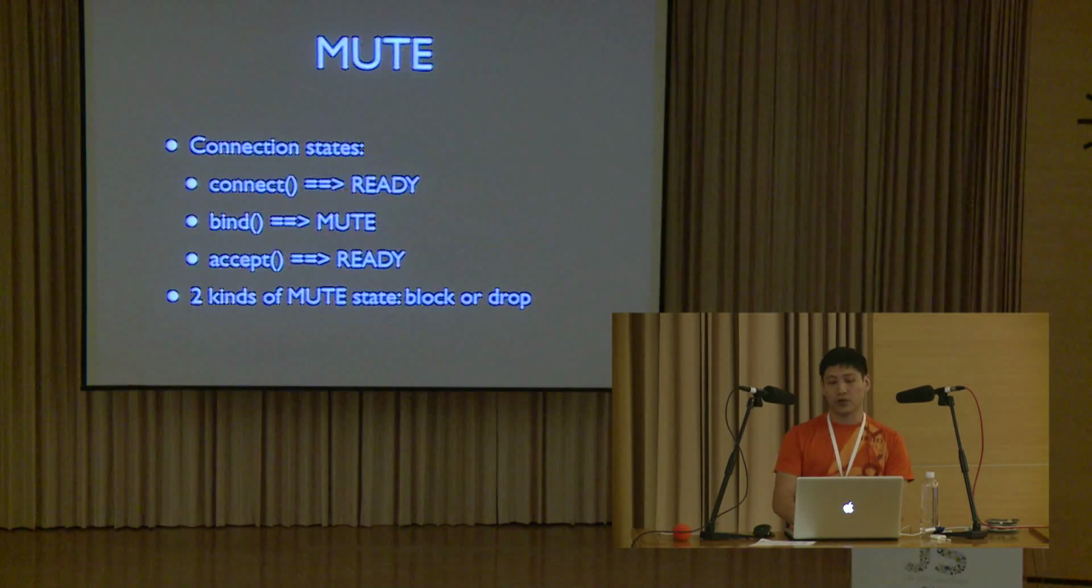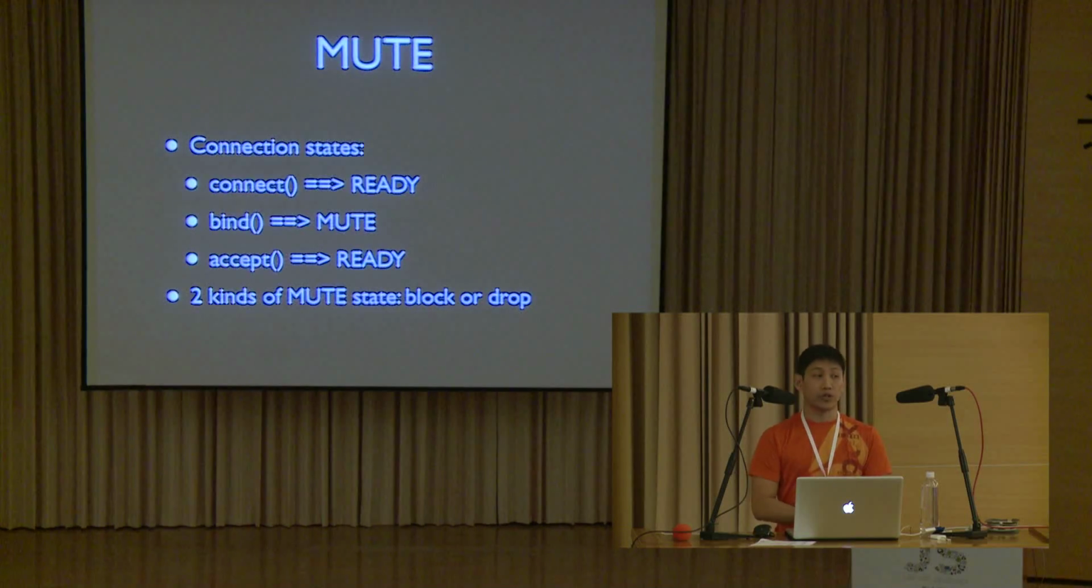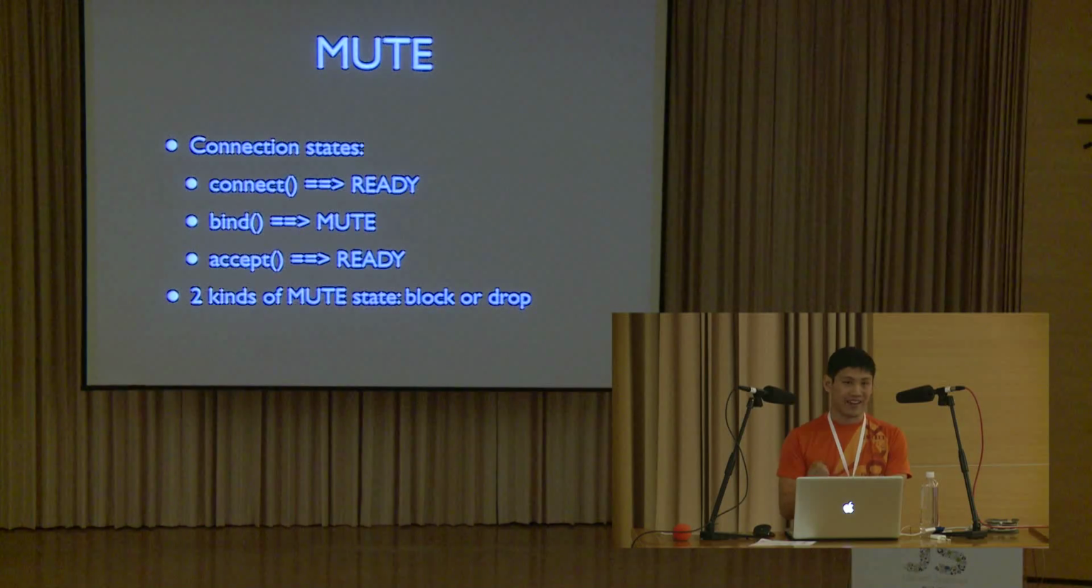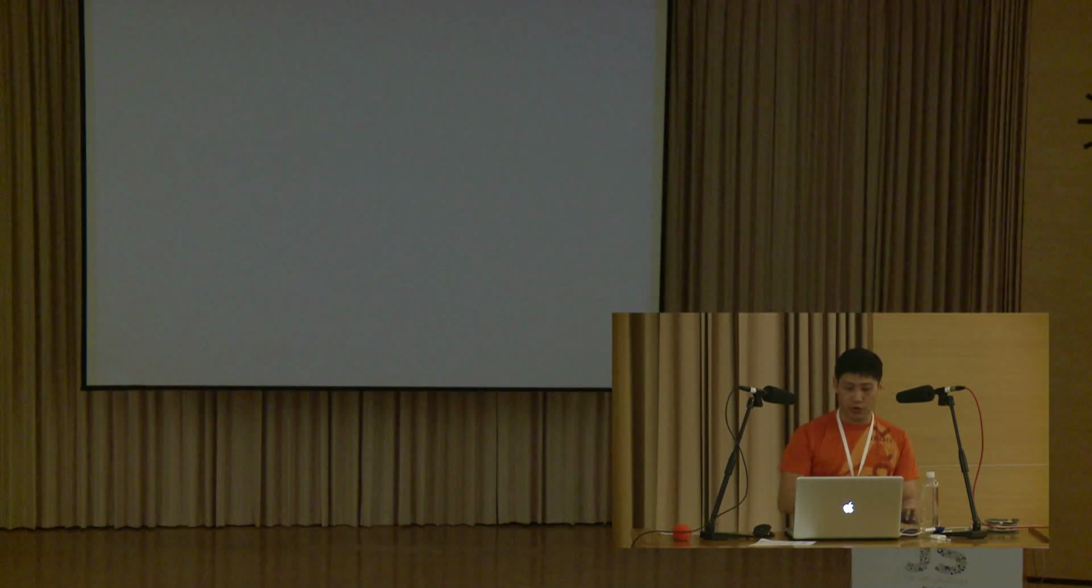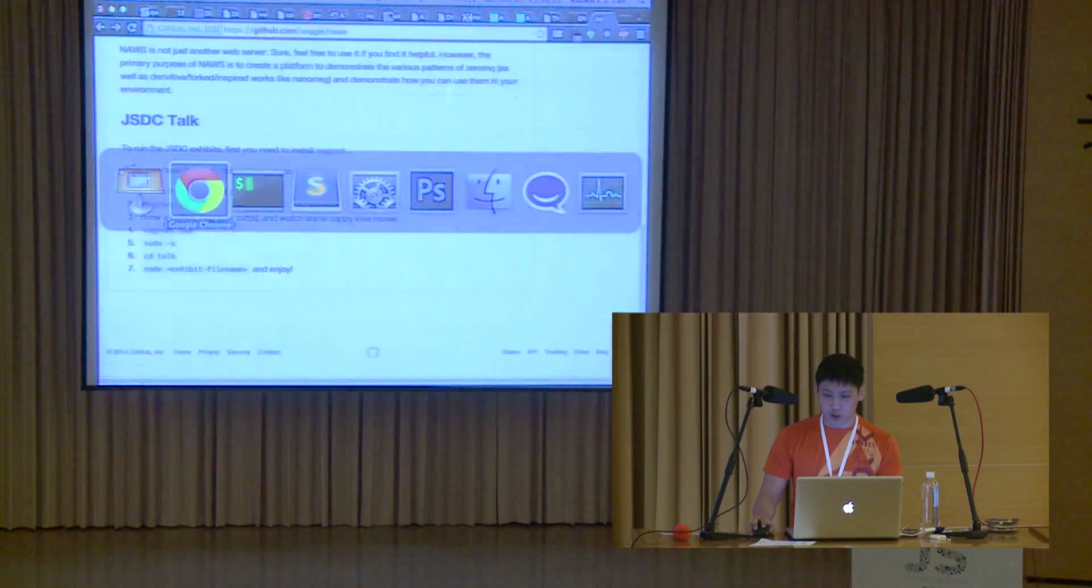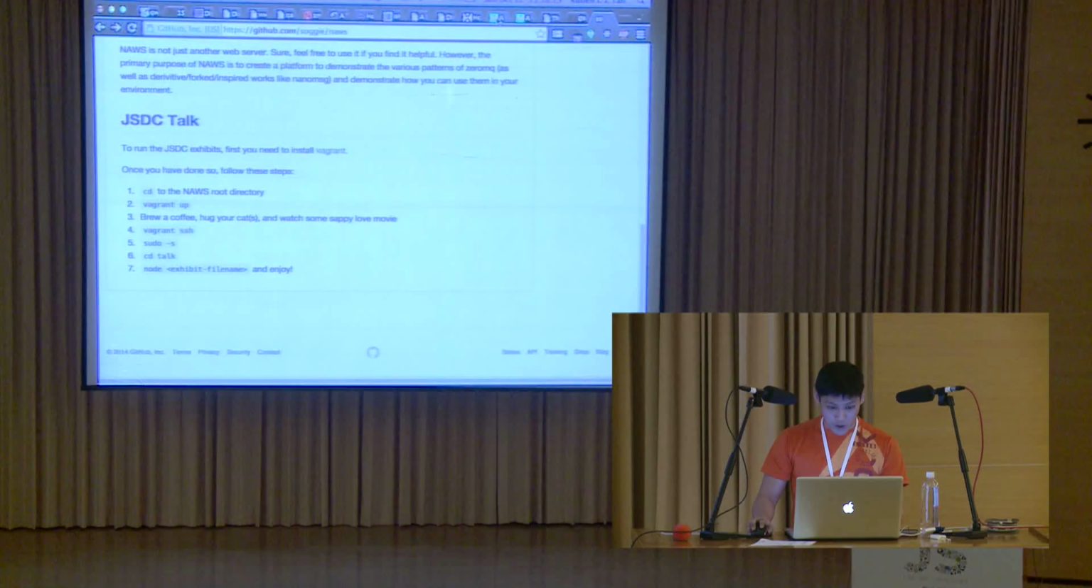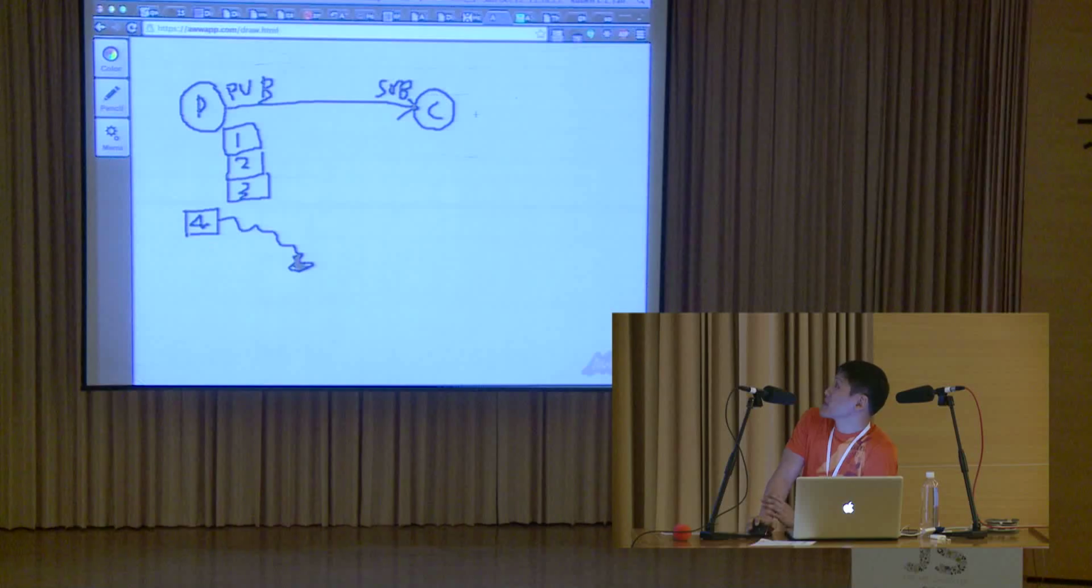I'll go straight to the mute strategy. So what is a mute strategy? A mute strategy is when a socket has connected, but it can't send messages. Depending on whether it's a push socket, or a pub socket, or a sub socket, or a pull socket, there are different mute strategies. So think about it this way. I'm going to show you a really professional illustration.